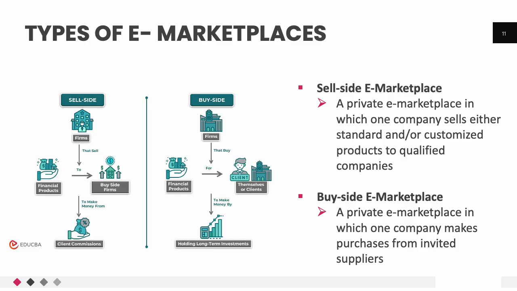So these are the types of e-marketplace. There are two types. First is the sell-side e-marketplace. The sell-side e-marketplace is the company's online storefront. It's a private online marketplace where one company sells products to other businesses, so it's B2B. The seller controls who can buy. They only approve retailers in this case, and the products can be standard, ready to ship, or customized, made to order.